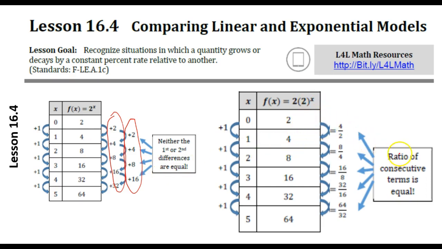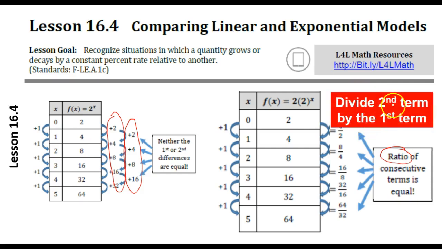However, if we do one more thing, which is our new word, ratio. Ratio is just when we divide the second term by the first term. So if we divide 4 divided by 2, we would get 2. 8 divided by 4, we'd get 2. 16 divided by 8, 2. Noticing a pattern here? Yes, because all of these are equal. That would make this function a new word, exponential. We kind of reviewed that a little bit in the last lesson, but here that'll be our main focus.